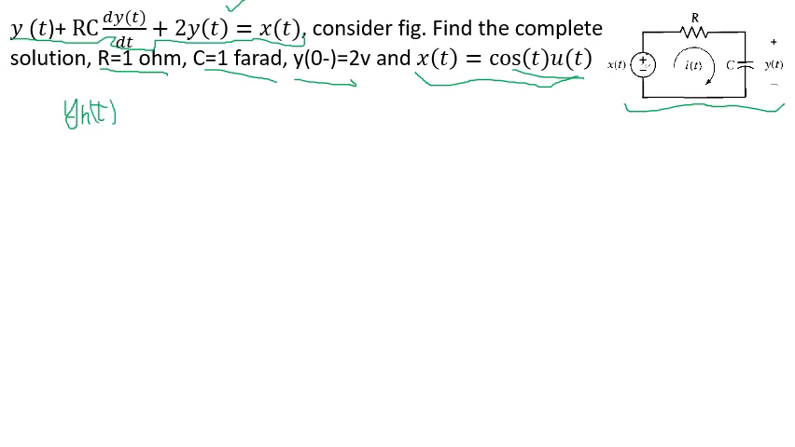equals C e to the power minus t over RC, and the units are volts, right? So if I replace the values of the resistor and capacitor, I simply get y_h(t) equals C into, this will be an exponentially decaying signal, this one.